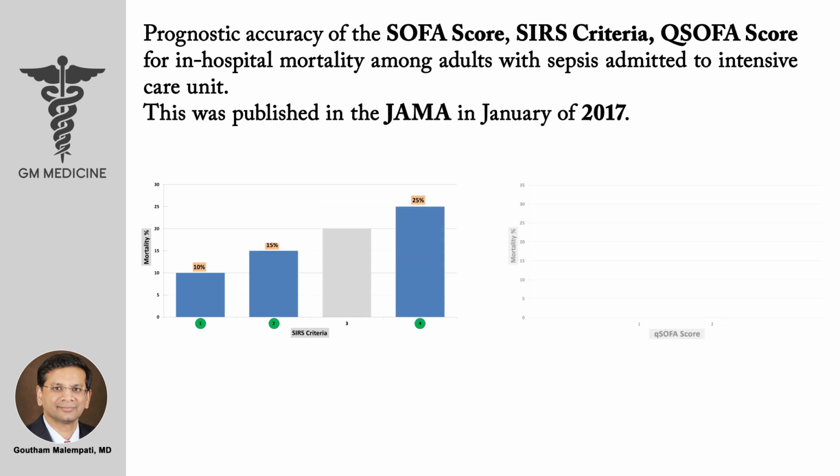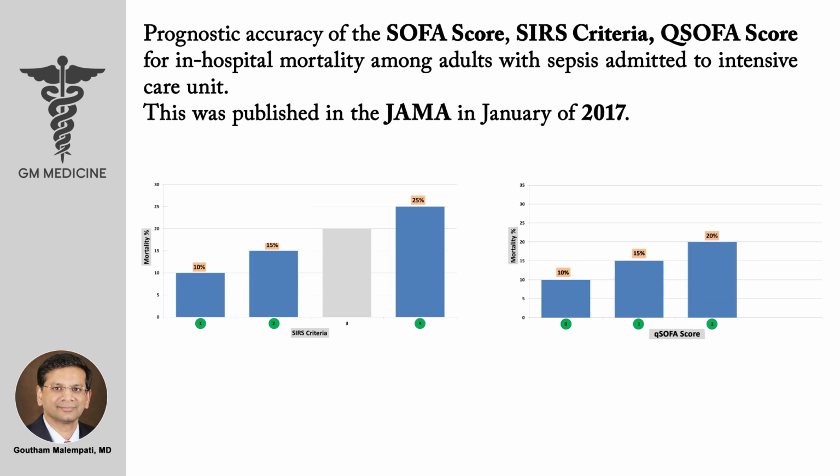The next graph is the qSOFA score in relation to the mortality. When the qSOFA score is 0, the mortality is 10%. When the score is 1, the mortality is 15%. When the score is 2, the mortality is 20%. And when the score is 3, the mortality crosses 30%.